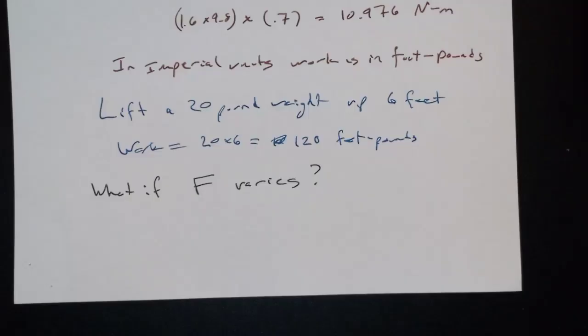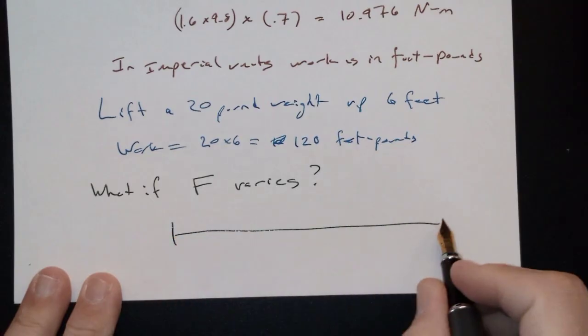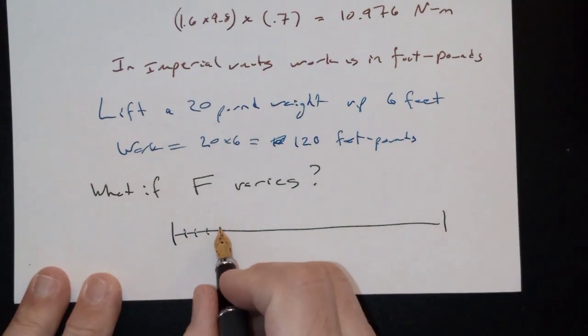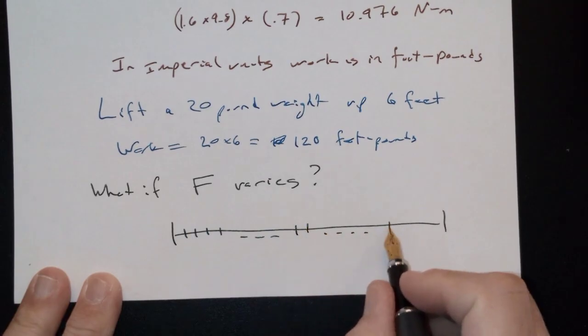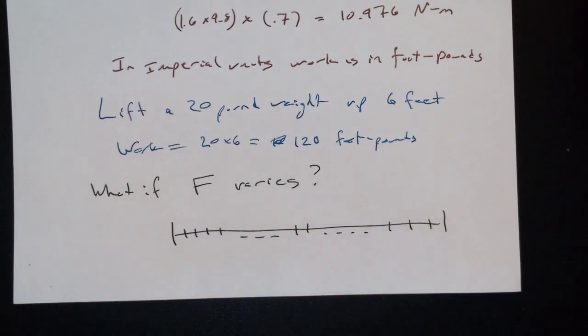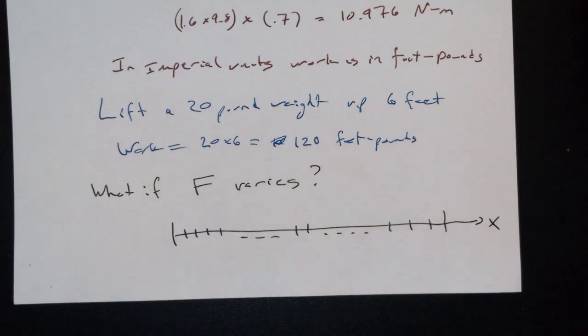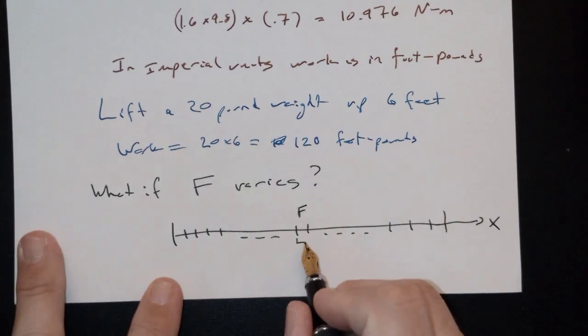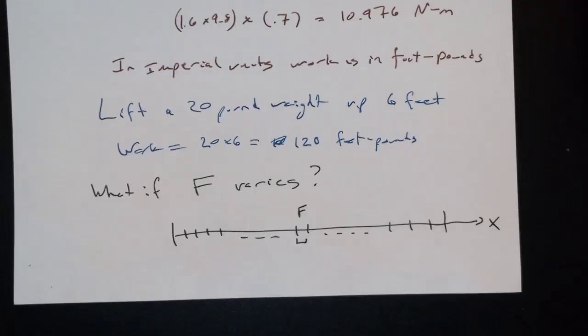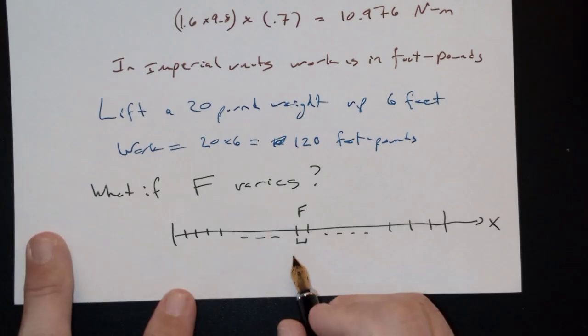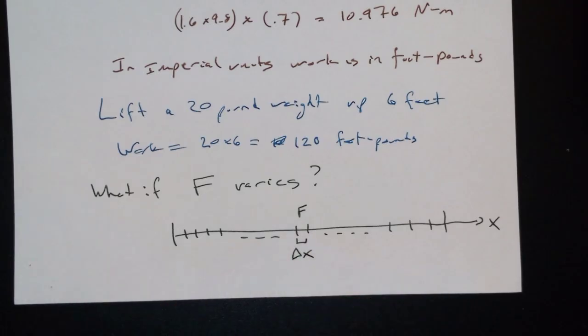But what I could do is I could take each little motion and I could say there'll be some force if this is my x-axis. There'll be some value for the force in here. And I only moved a little bit. What's a little bit in calculus terms? Delta x. A little bit, a little change in x.